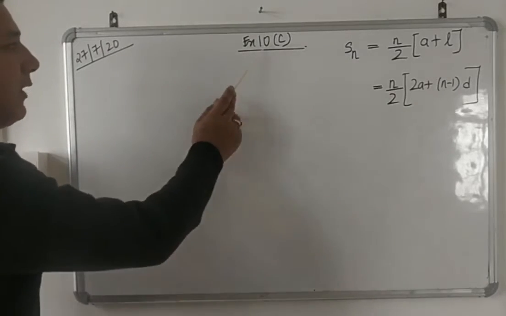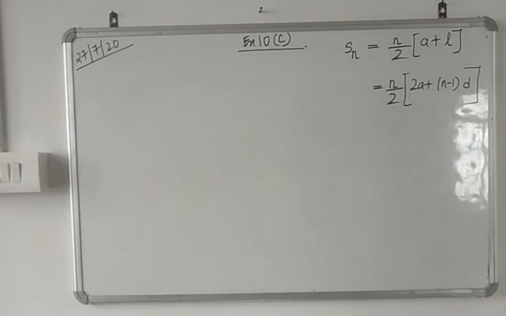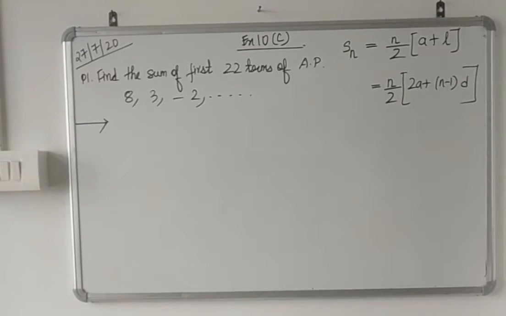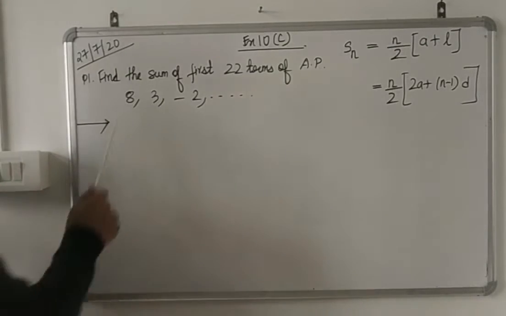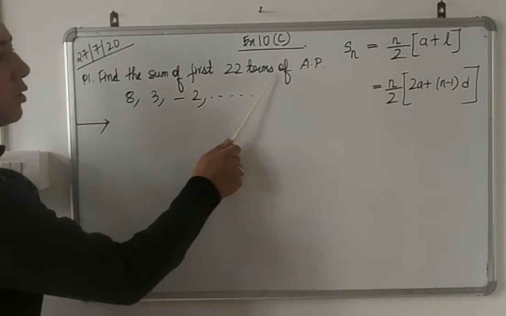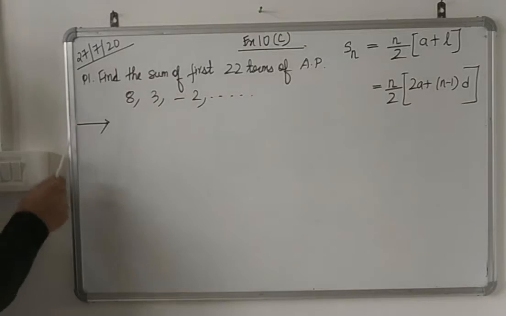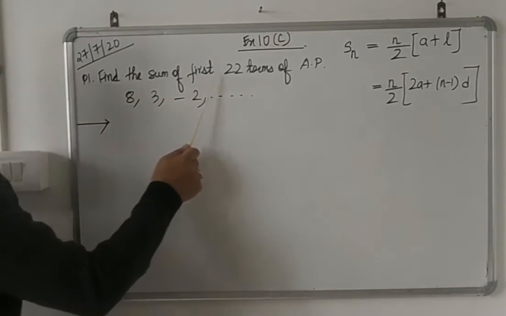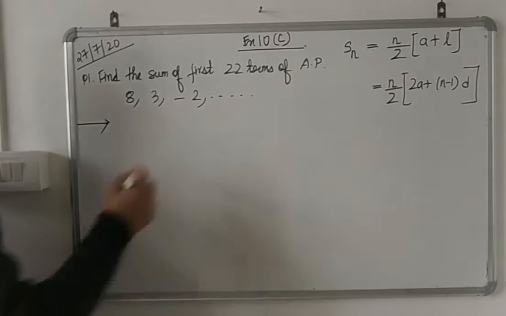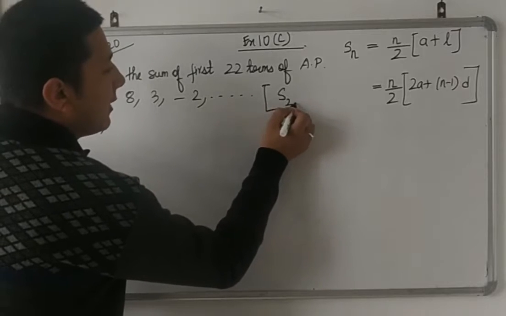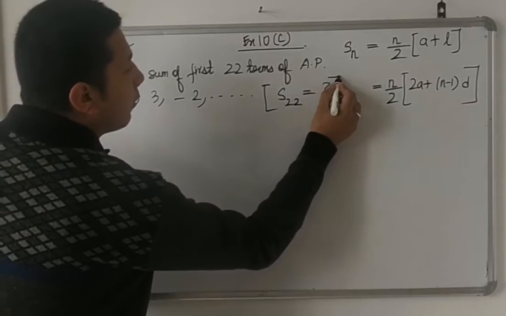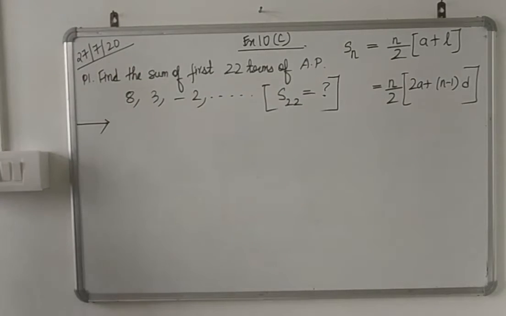Now we will be solving exercise 10C. Let us proceed with question number 1. The question says, find the sum of first 22 terms of the AP. We need to find S22. Find the sum of first 22 terms, which means we need to find the value for S22.